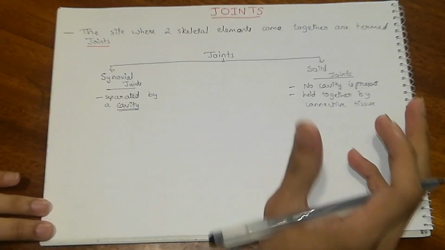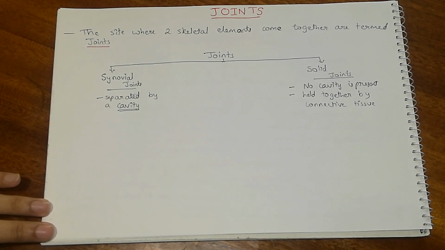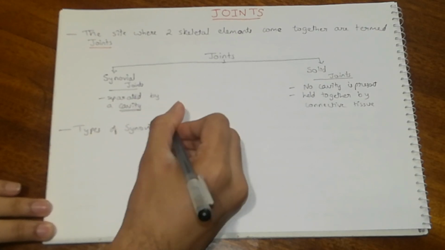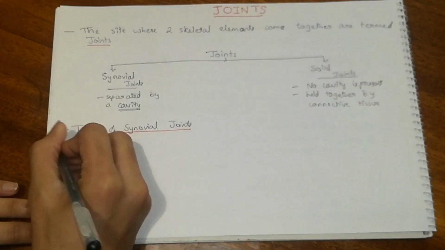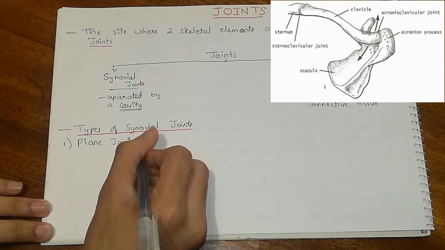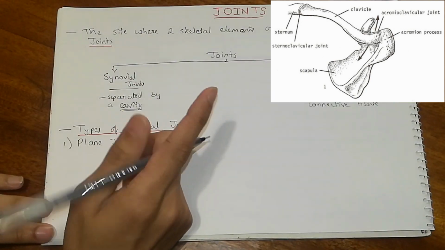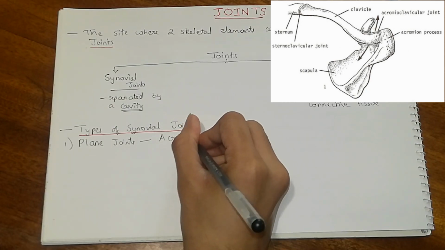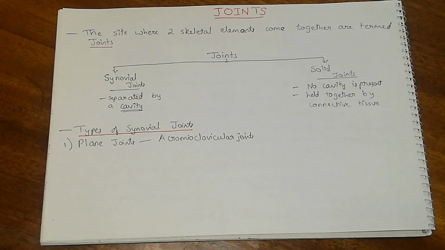Now let's see the types of synovial joints. First, plane joint. Plane joints only allow a gliding movement, like the two bones glide over each other. An example of a plane joint is the acromioclavicular joint, the joint between the acromion and clavicle.